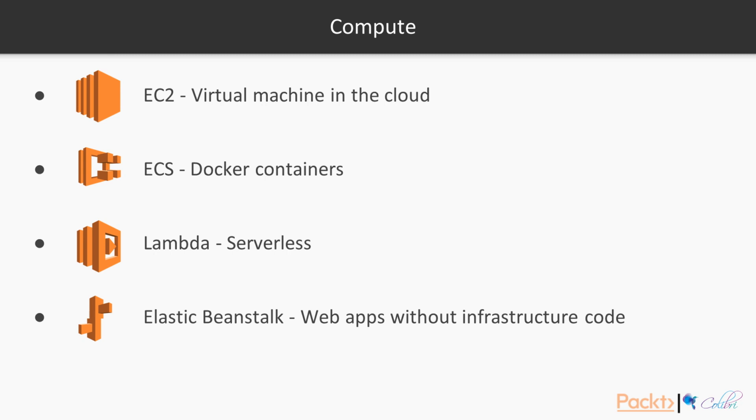Elastic Beanstalk helps you to quickly deploy and manage applications on AWS without having to worry about provisioning the infrastructure for them. Beanstalk will also handle autoscaling and load balancing for your application, but you will still have control over the resources that have been provisioned.